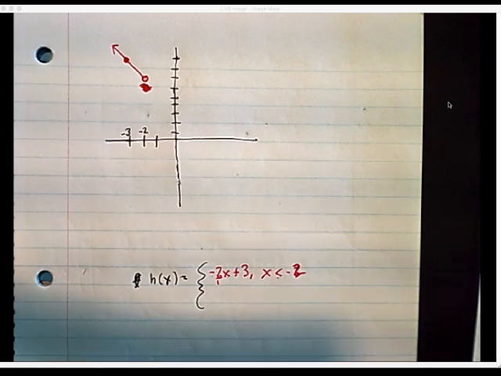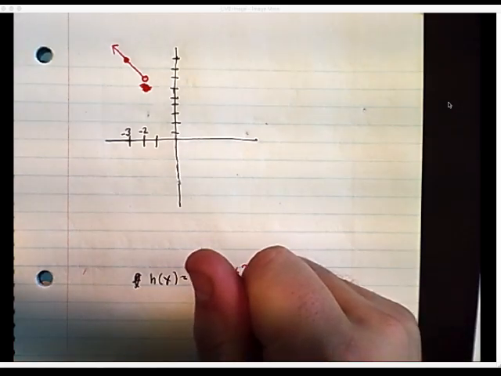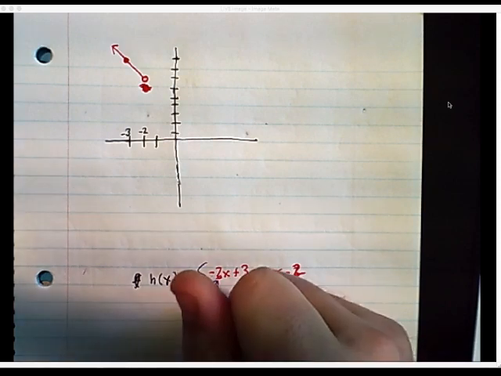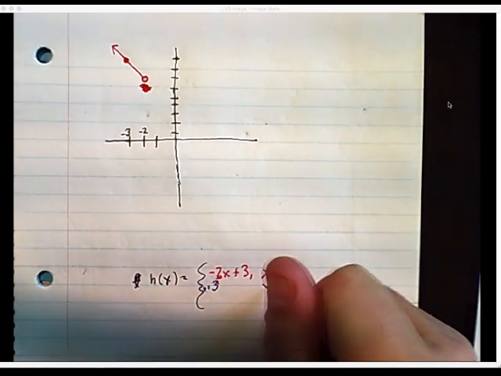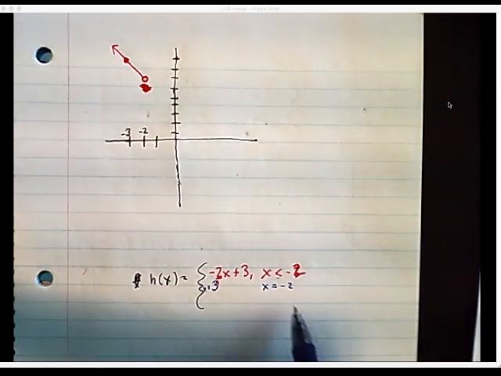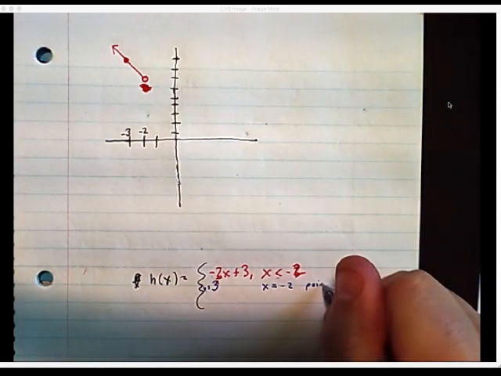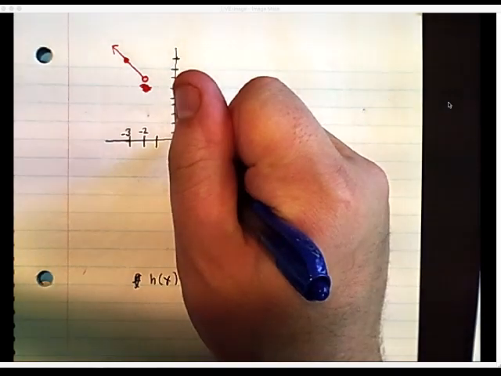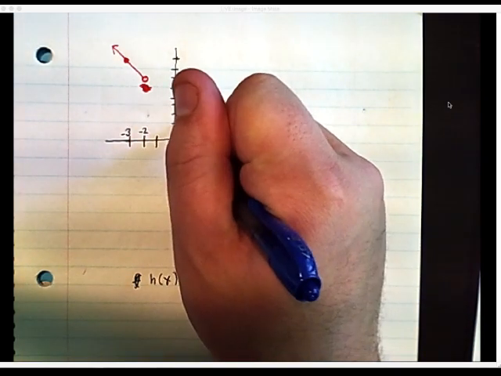All right, now what about the next part? It says, that's like saying the y value equals 3 when the x value equals exactly negative 2. So that's actually a single point. So when x equals negative 2, the y value equals 3. So negative 2, and you go 1, 2, 3, up 3.